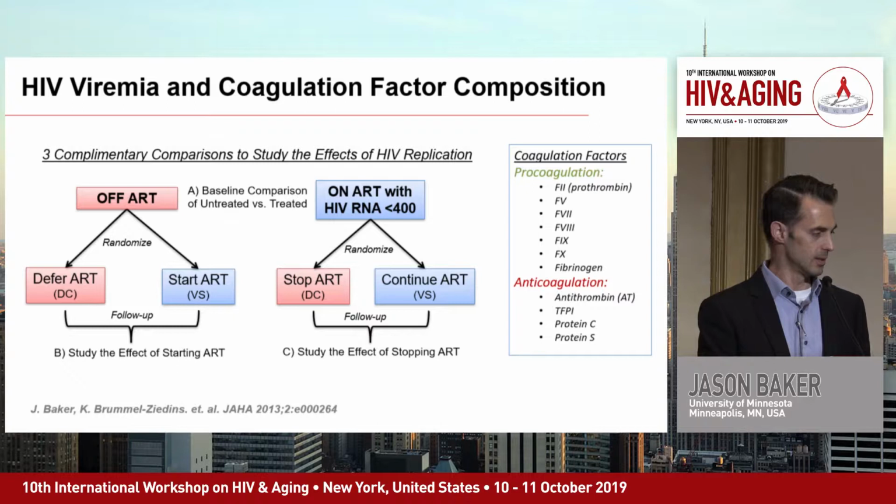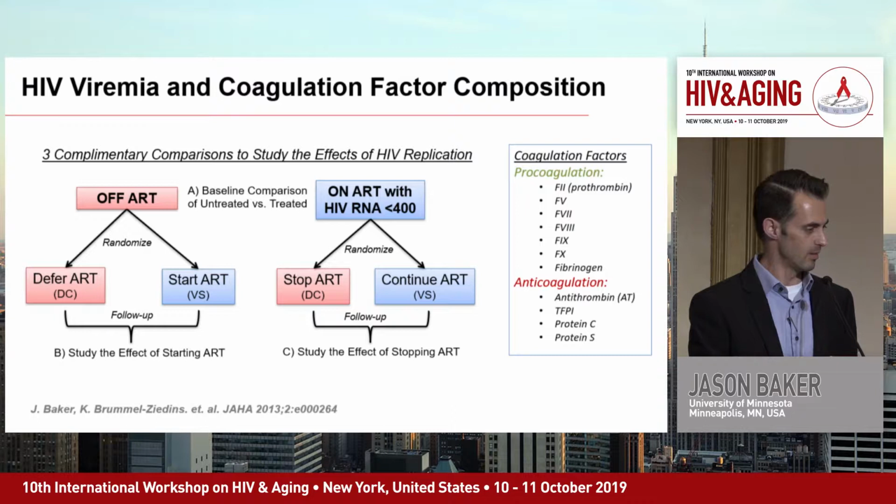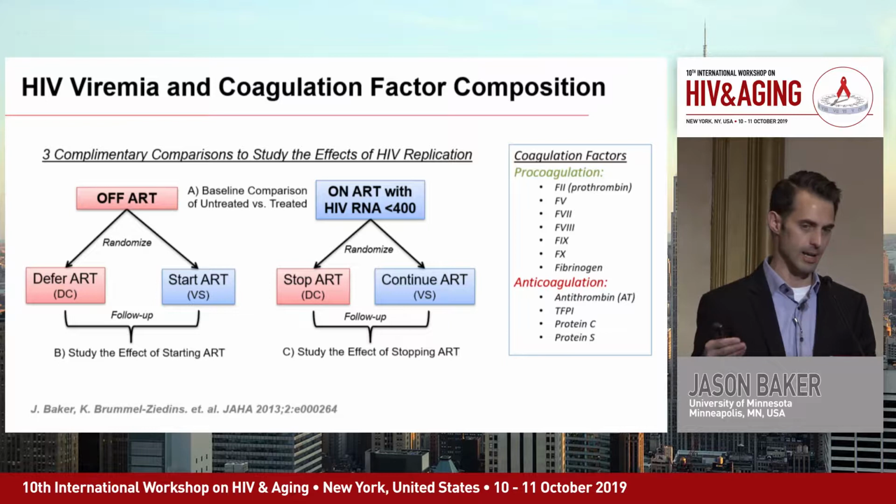I'll spend this slide just to go over the design, because I think it's important, because it really adds some robustness to our findings. So if you remember SMART, the patients could be either on or off treatment at entry. So we have a comparison of a subset at baseline off treatment and those on with the suppressed virus. But then the randomized intervention in SMART was different for those two groups. So if you're off ART, you could either stay off or start. And if you're on ART, you could either continue to be on it or stop. So what we have are reciprocal randomized comparisons of untreated versus treated HIV.